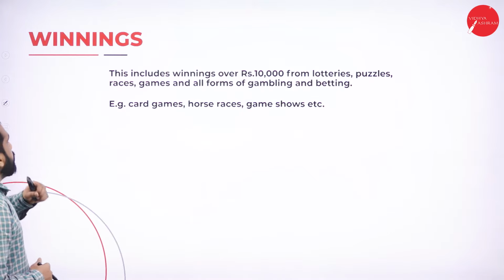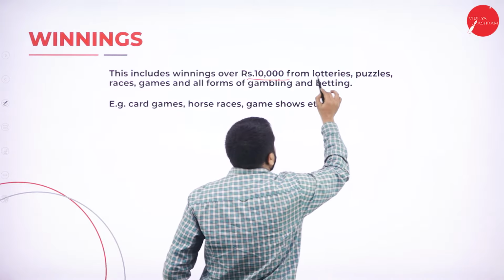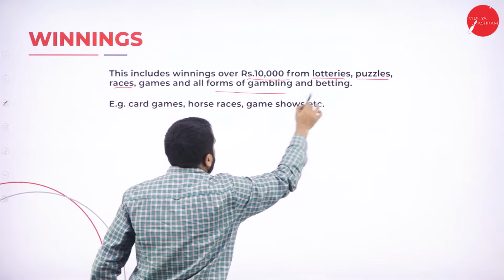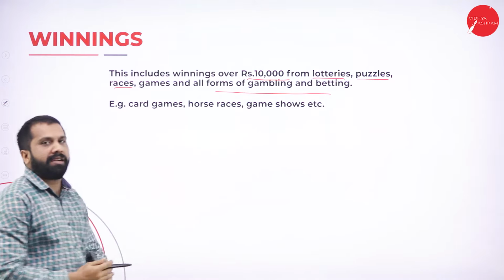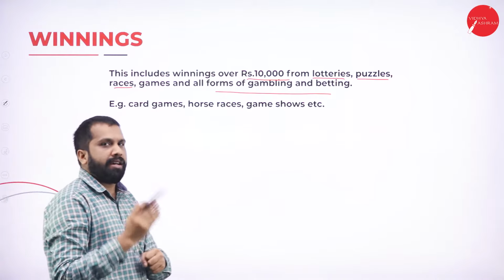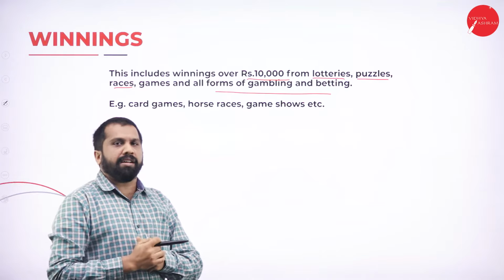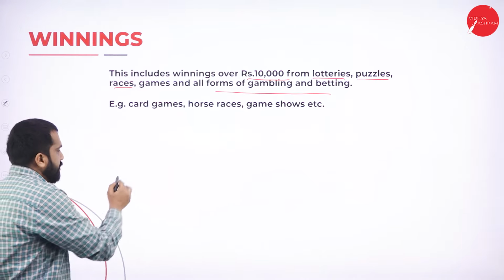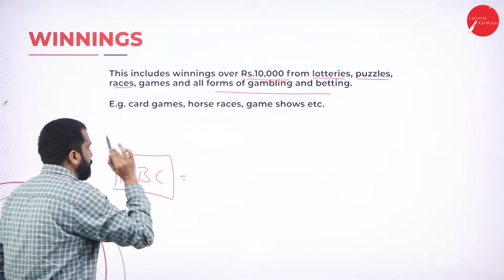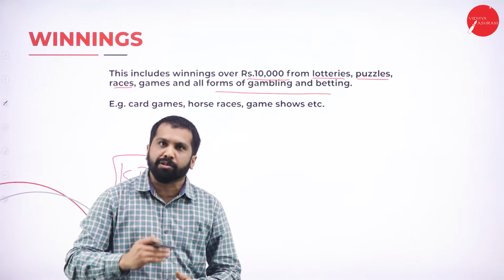Now, winnings. This includes winnings over 10,000 from lottery, puzzle, race, game, and all forms of gambling and betting. For example, we'll take KBC, Kaun Banega Crorepati. Now, luckily you are selected for KBC. Luckily you are selected for KBC. Now, the first question you have answered, the second you have answered, the third also you have answered.